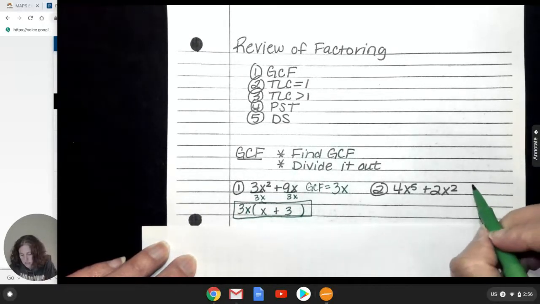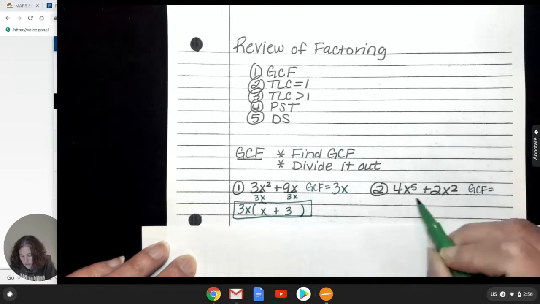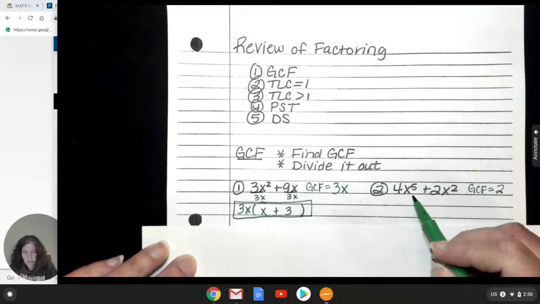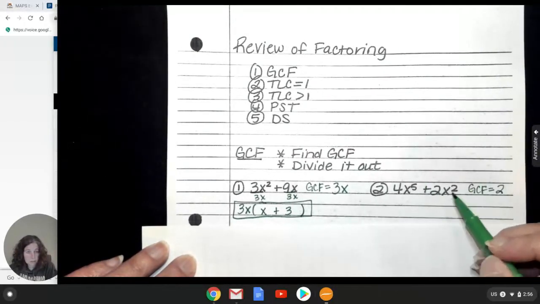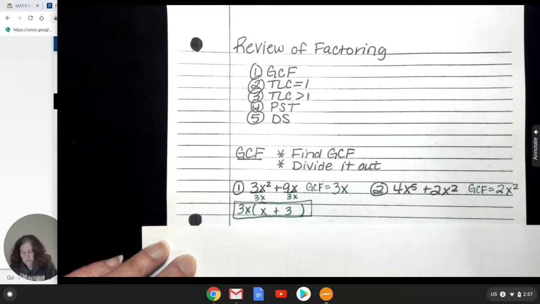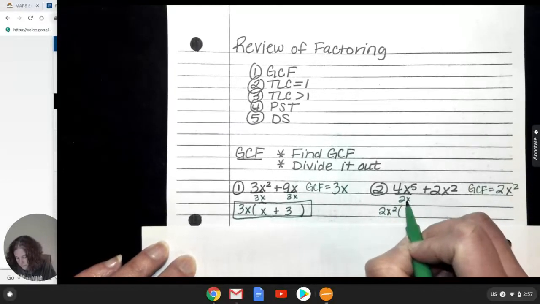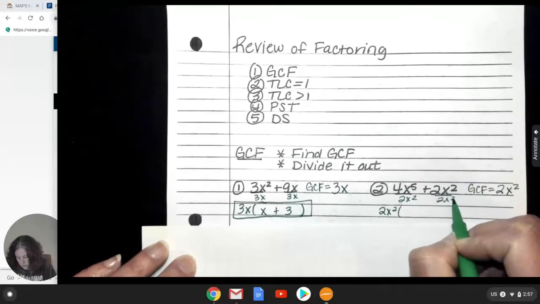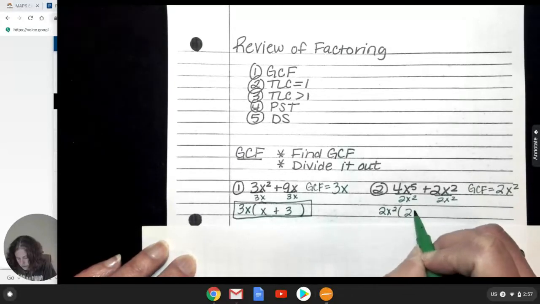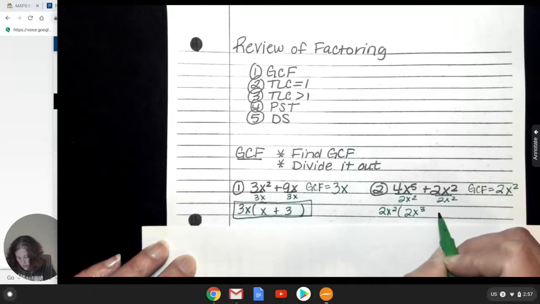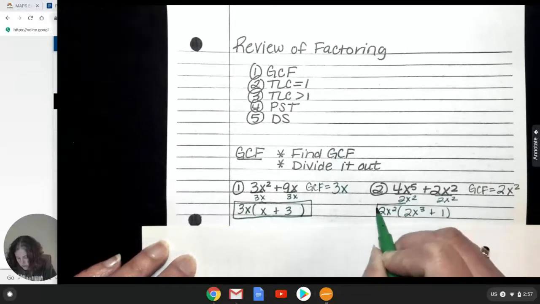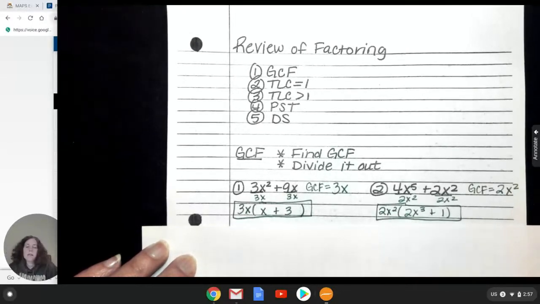All right, so the second one here, GCF, 4 and 2 would be 2. And this has 5 x's. This one has 2 x's. So the GCF would be x squared. So take the smaller of the two. That goes on the outside of the parentheses. Divide them both by 2x squared. I get a 2x to the third. And then I got plus 1. And that's the answer. Okay.